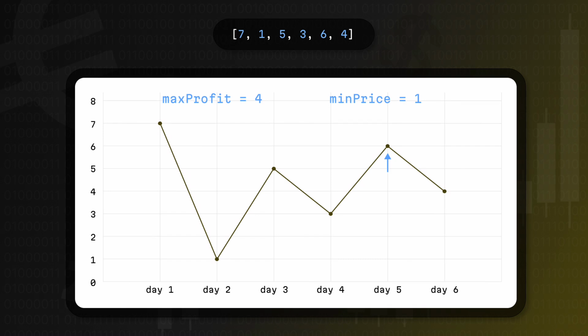Now we get to a price of 6. Once again, it's higher than min price, so we do the usual. 6 minus 1 equals 5. That's better than our current best profit of 4, so we update it.